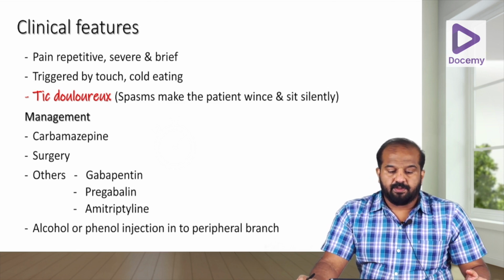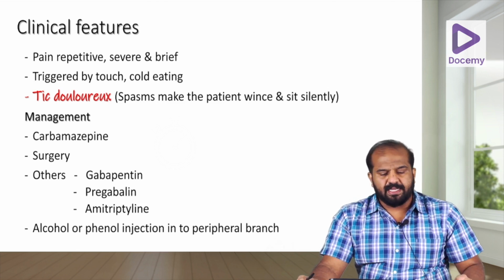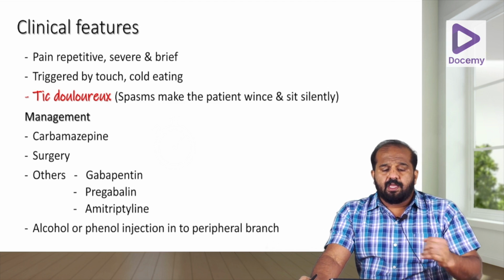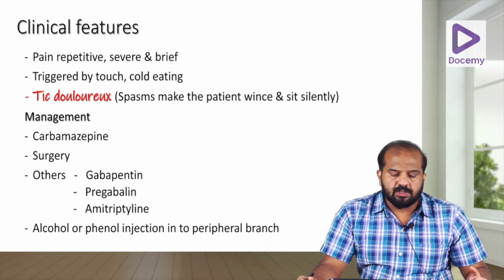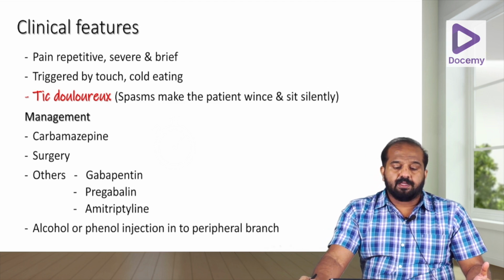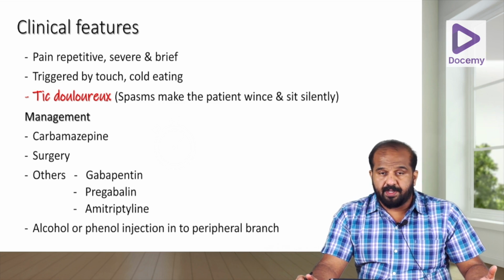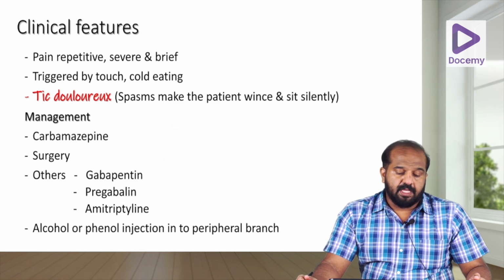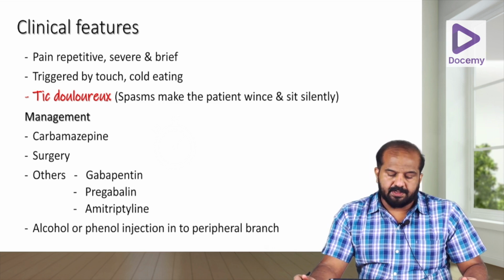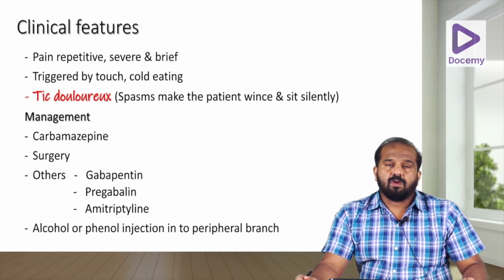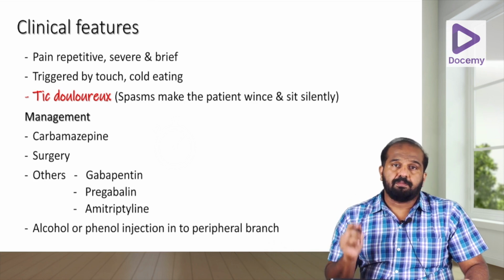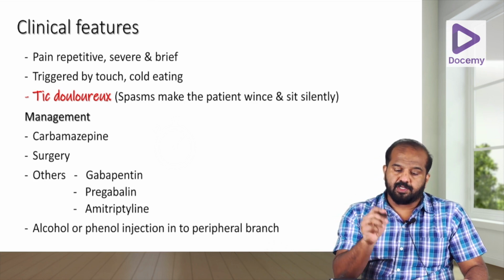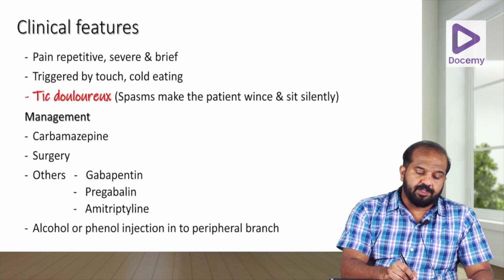How will you manage? Carbamazepine. Carbamazepine is an excellent drug, and you can even use oxcarbazepine. Surgery. Other treatments you can try are gabapentin and pregabalin. Gabapentin and pregabalin are anti-epileptic drugs. Amitriptyline, a tricyclic antidepressant. Or finally, alcohol or phenol injection into the peripheral branch. So these are the treatment modalities available.